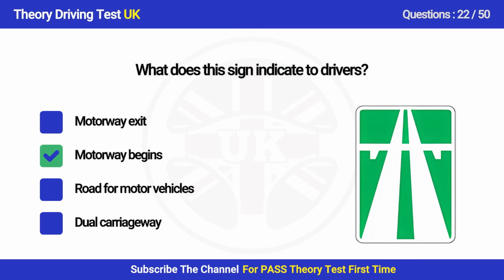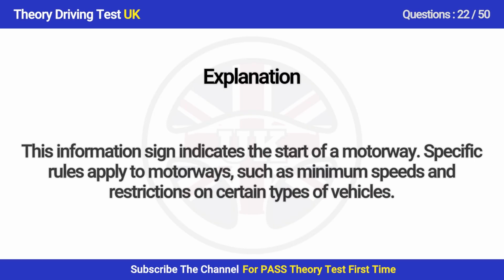Answer is B. Motorway begins. This information sign indicates the start of a motorway. Specific rules apply to motorways, such as minimum speeds and restrictions on certain types of vehicles.